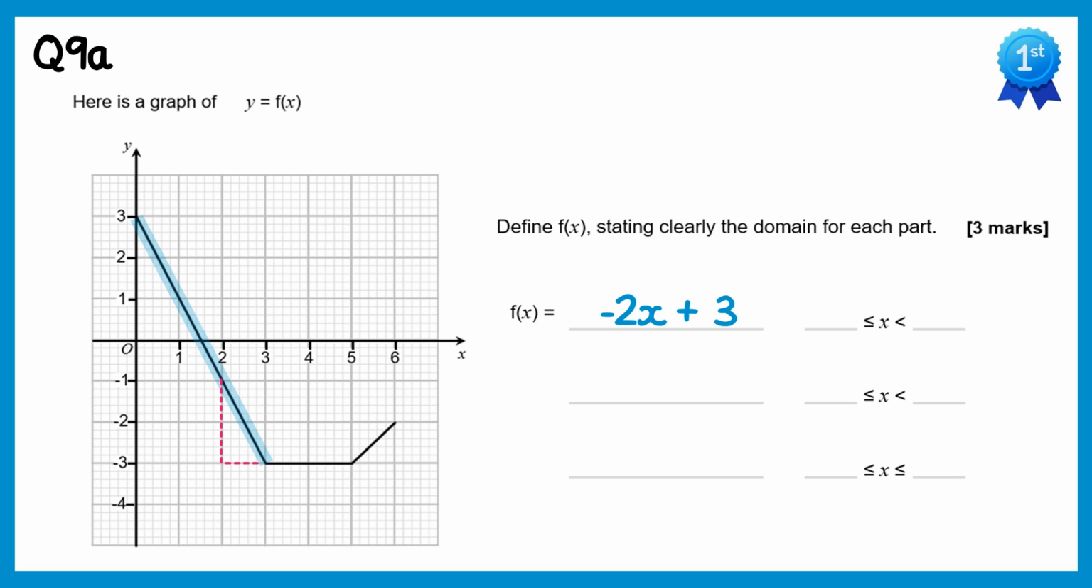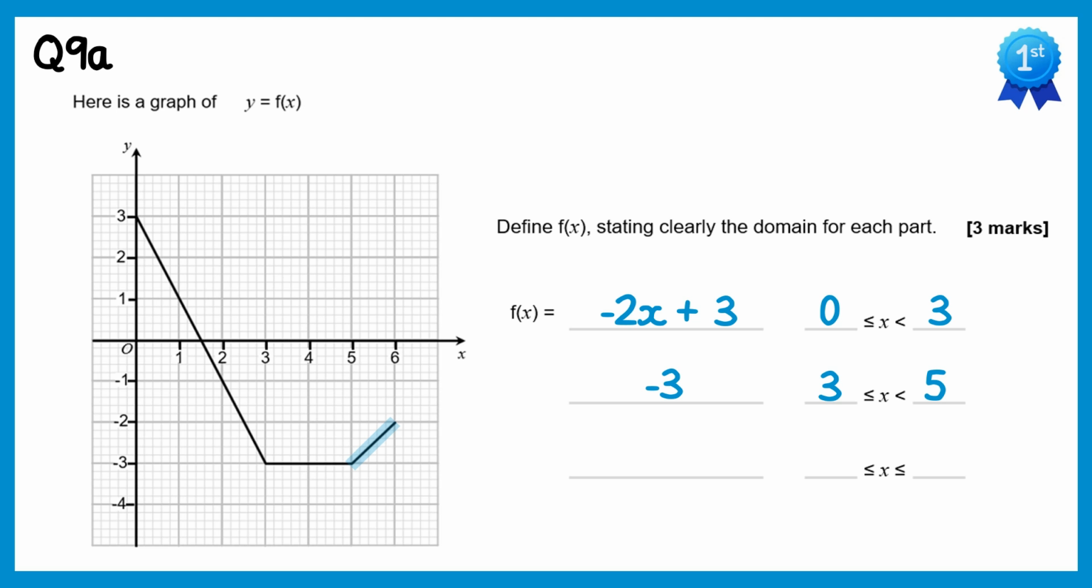We also need to give the domain for this, so this is when x goes from 0 to 3, so 0 to 3. And onto the next section, which is this horizontal line here. You can see that always has a value of -3, so this is just -3, and it's for x values between 3 and 5. And now onto the final section, which is this one here.